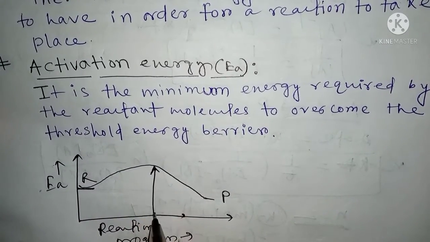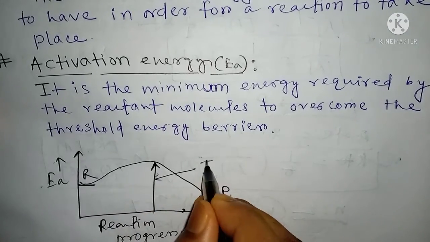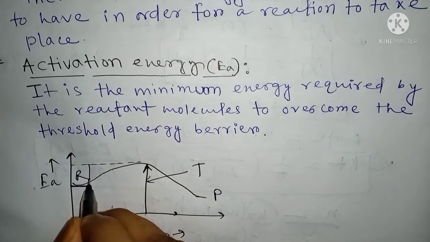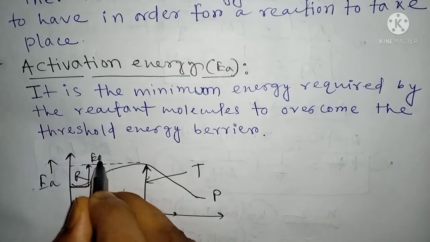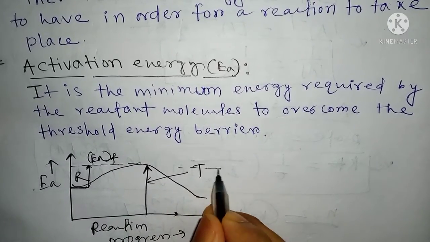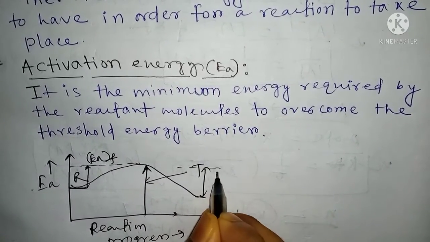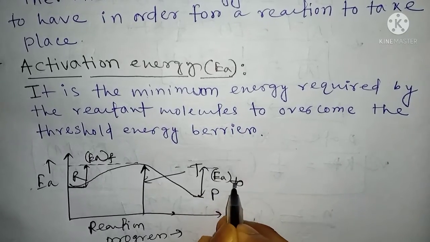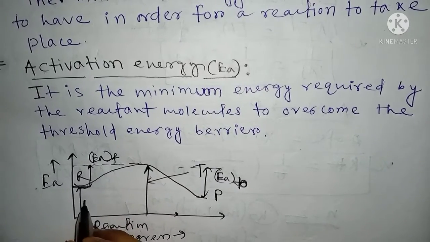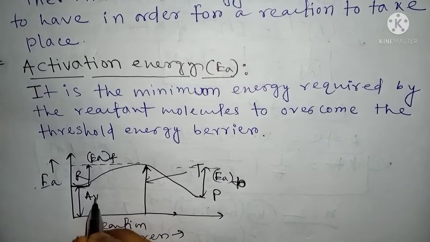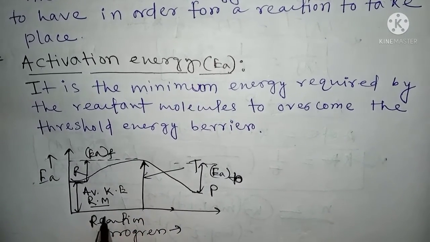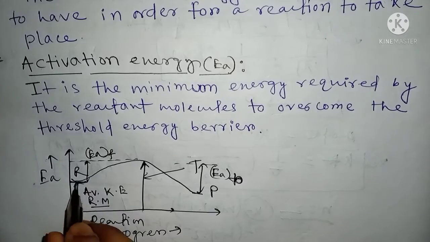This is the threshold energy, and this barrier is called the activation energy of the forward reaction, and this is the activation energy for the backward reaction. Remember this. This is the backward reaction, this is the forward reaction, and this is the average kinetic energy of reactant molecules.